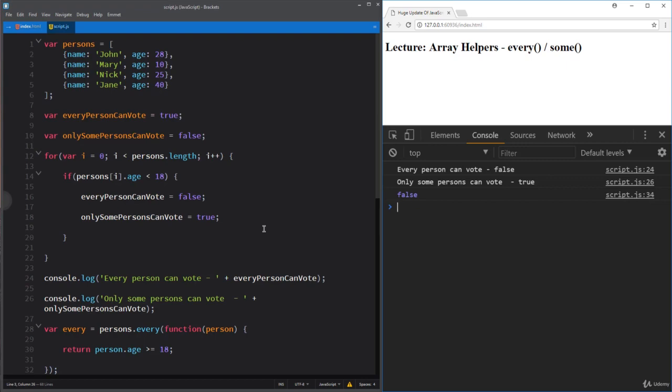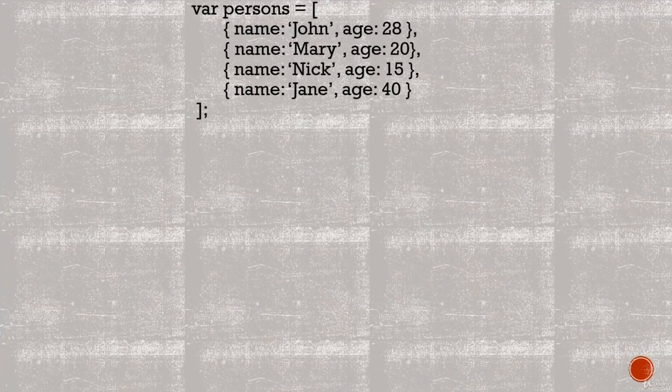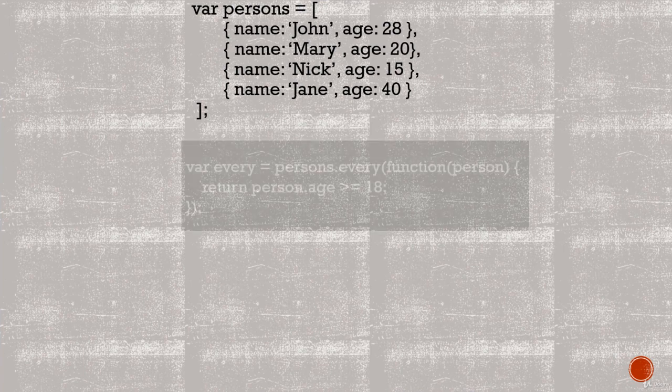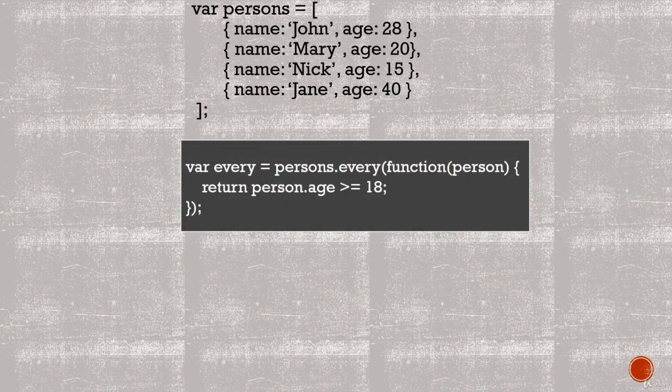Alright, let's consider in depth how every helper works. So here we have a persons array with objects, and also every helper with its iterator function. On the first iteration, the function is executed for the first item, John. His age is 28, therefore the condition is true, and every helper returns a true value after the first iteration. On the second iteration, the function is executed for the second object, Mary. The condition is still true because her age is 20. Every helper again returns true.